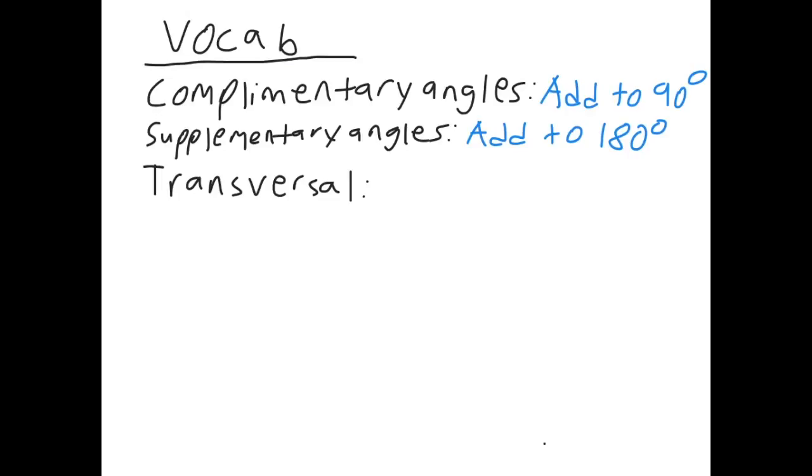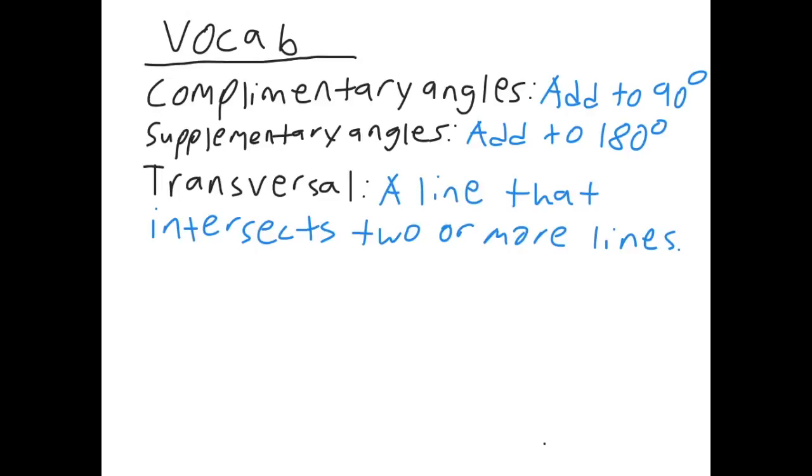Next, we have a transversal. A transversal is a line that intersects two or more lines. So here's a picture, and here we have two lines, and they are cut by a transversal, because it intersects this line and it intersects this line. So this right here is a transversal.